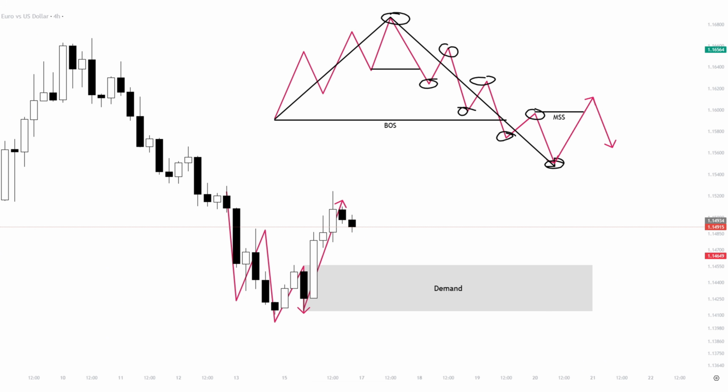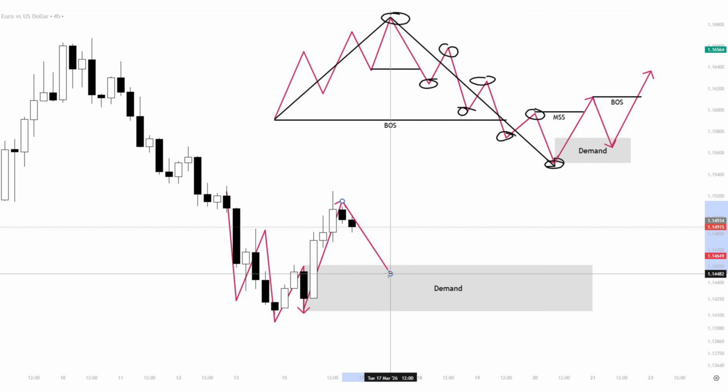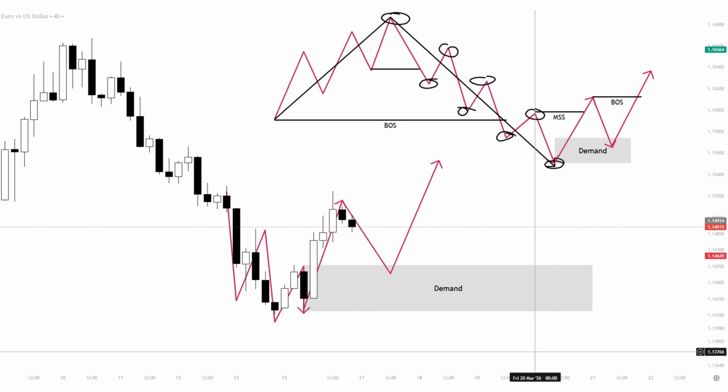This pullback should often happen on a demand zone, thus marking a higher low, so it can hold the uptrend that it just started. Now if we translate this into the chart, we expect an internal pullback into a demand, so it can form the higher low. This gives a buy setup opportunity, so we can hopefully take the market into internal higher highs.